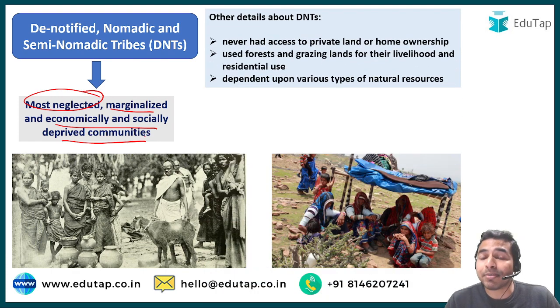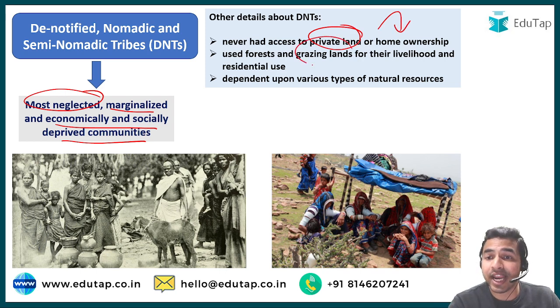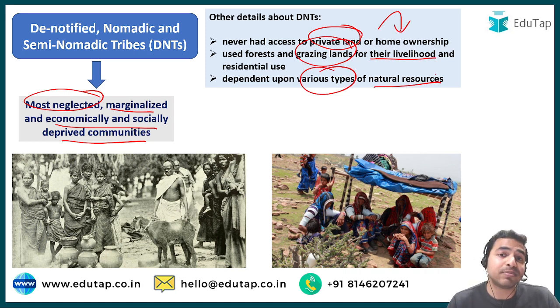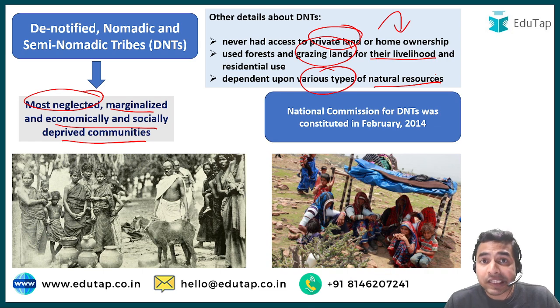When we talk about some other details about these denotified tribes, these are people who have never had access to private land or home ownership. Apart from that, these people use forests and grazing lands for their livelihood and residential use, and they are dependent on various types of natural resources. So to provide these basic facilities to the denotified, nomadic and semi-nomadic tribes, the SEED scheme will be launched by the Ministry of Social Justice and Empowerment. Guys, the National Commission for DNTs was constituted by the government in February 2014, basically to discuss these DNTs.